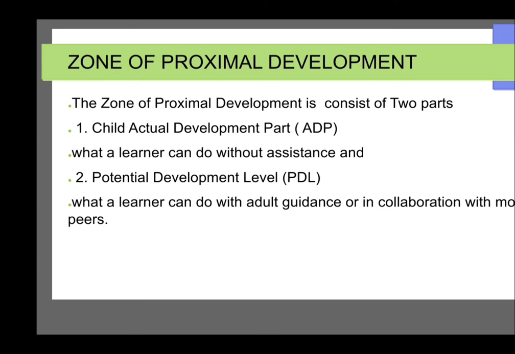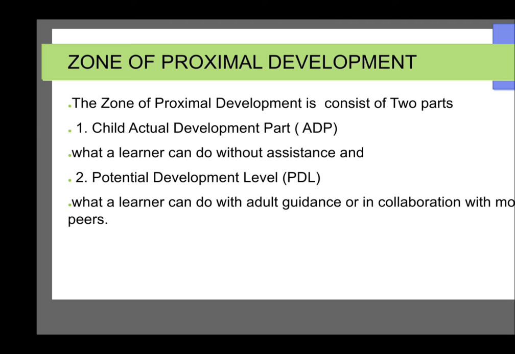Then next is zone of proximal development. The zone of proximal development has been divided into 2 parts, and it was given by Vygotsky. According to this theory, there are 2 parts in the zone of proximal development. First is ADP, that is the child's actual development part, in which the learner can do without assistance. It means you should not assist the children, they will do it with their own abilities.